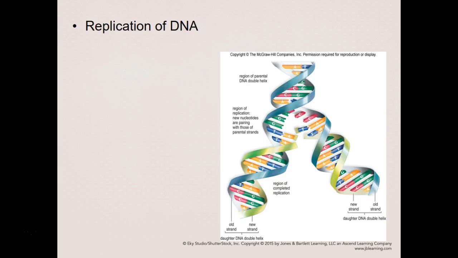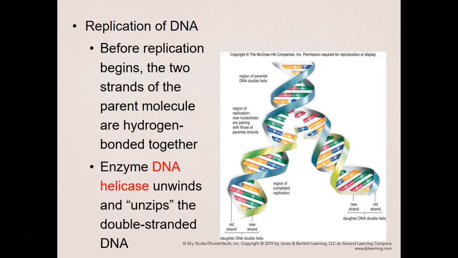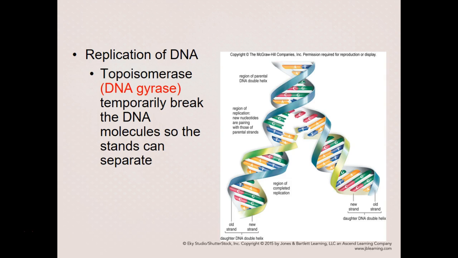So what actually happens? We have to unbind the DNA and unzip the DNA. So DNA helicase comes along and unwinds the DNA. This helps to unzip the DNA as well. This allows other molecules to come in. So topoisomerase breaks the DNA molecules so that the strands can separate. So now we have individual DNA strands. So either in that one picture you saw blue and red, the blue and the red would be completely separated now.